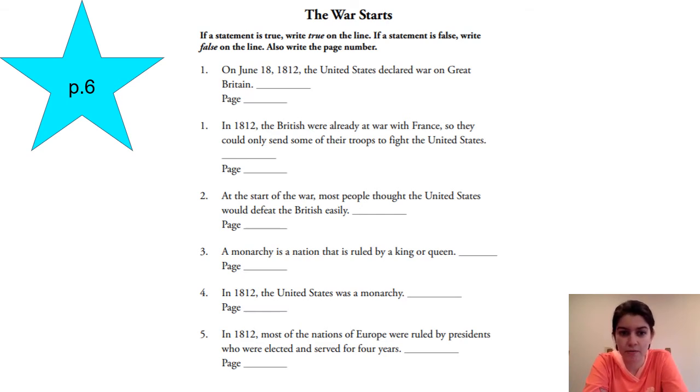Number 2. Oh my goodness, this silly worksheet labeled it as number 1 twice. So this is the second number 1. In 1812, the British were already at war with France, so they could only send some of their troops to fight the United States. Is that true or false? And write the page number.